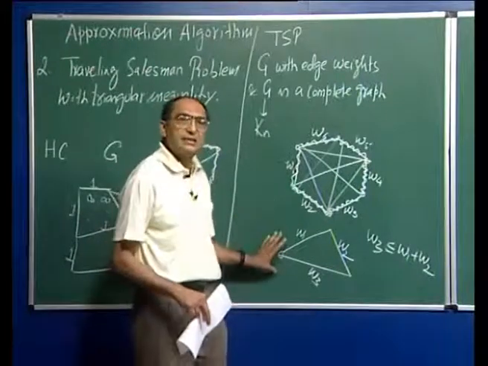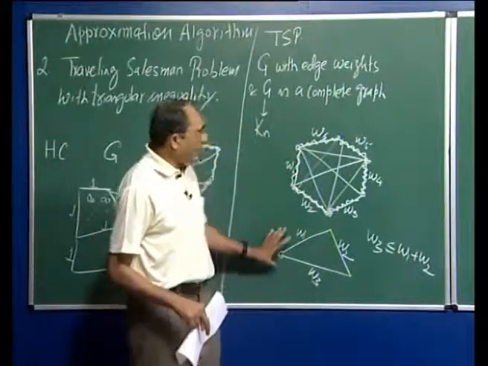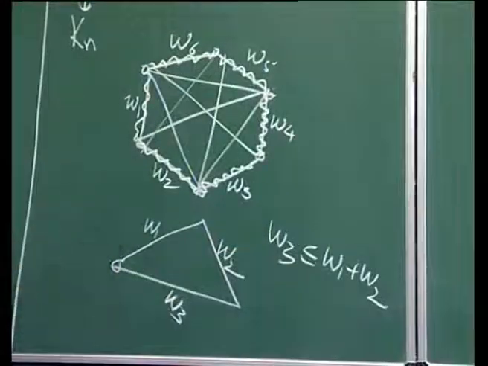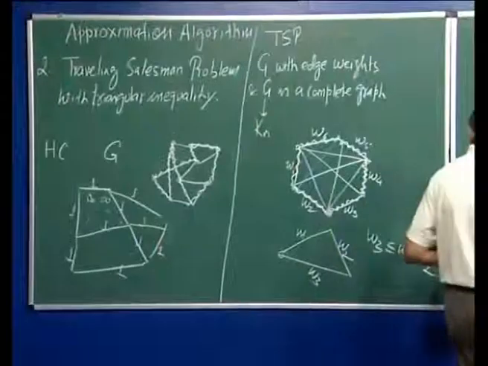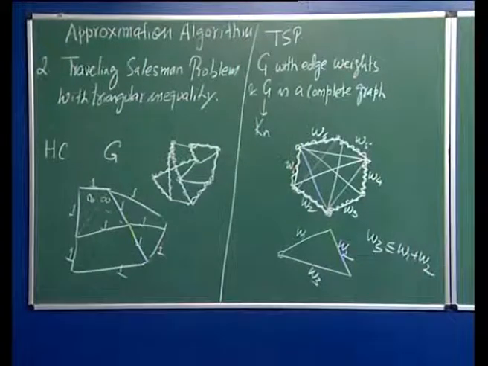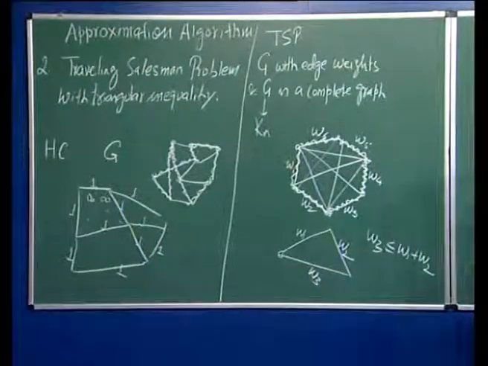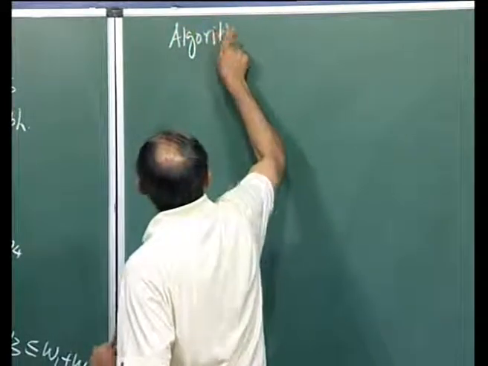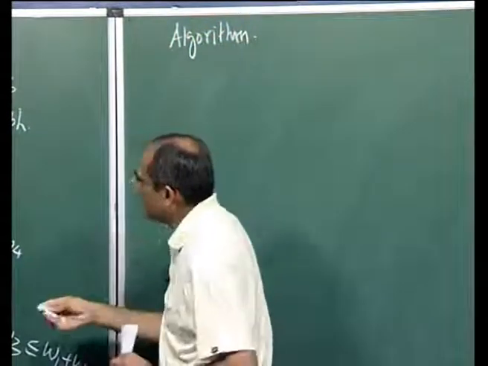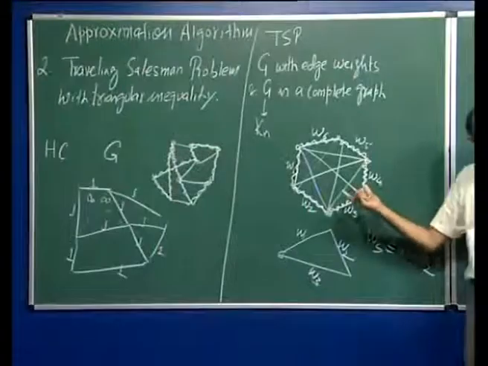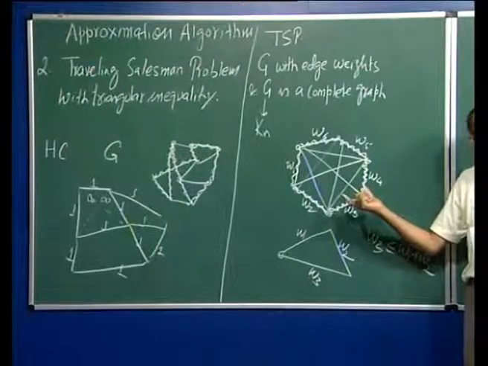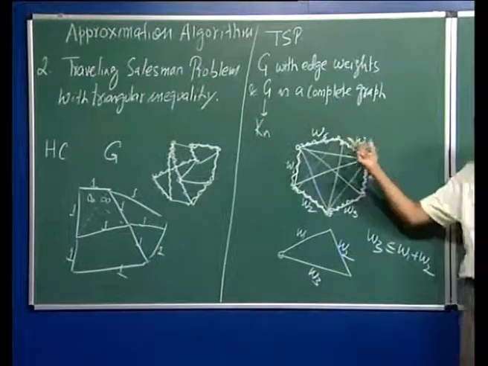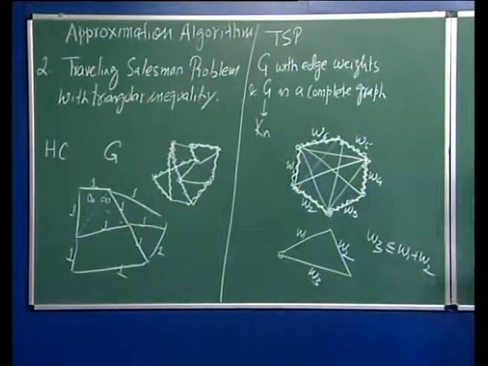When this condition is satisfied, we can give a decent approximation algorithm. So, let us now consider the following algorithm. Notice that this is again a problem of minimization. You want to compute a Hamiltonian cycle in this graph with minimum weight.